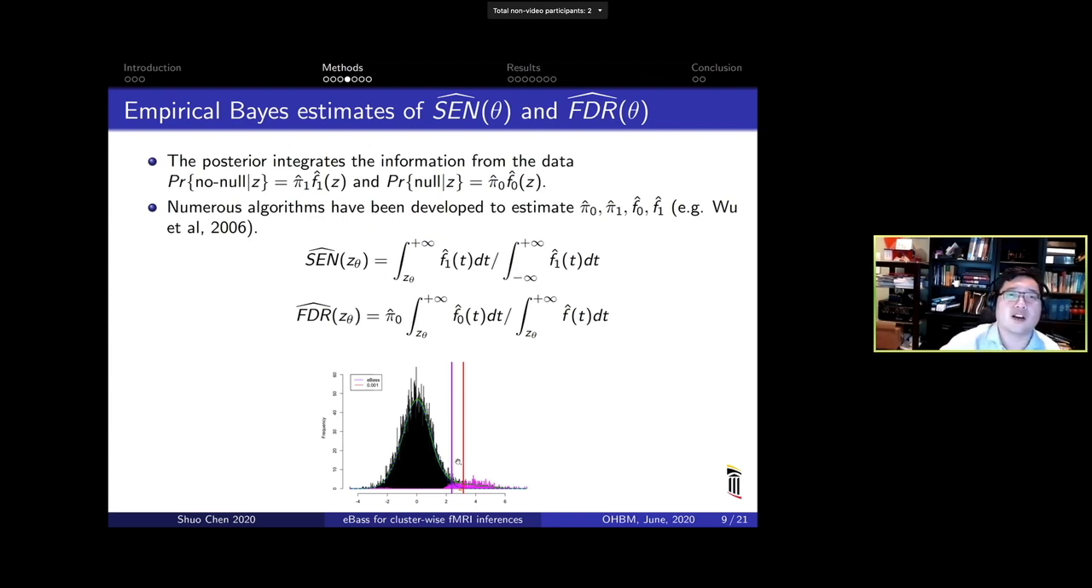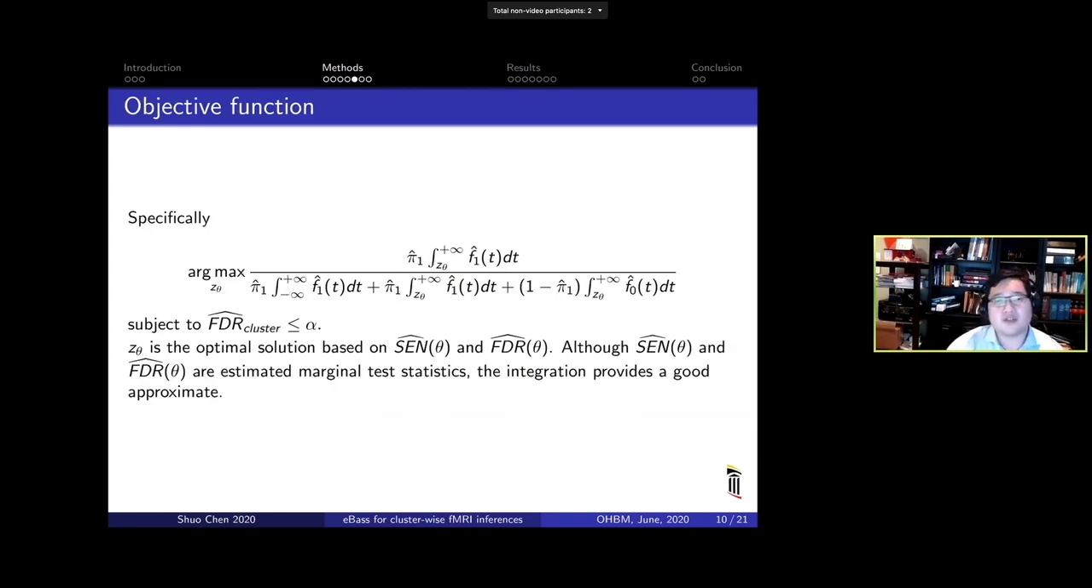That provides some input data or some conditions to optimize our primary threshold estimation. Specifically, we propose an objective function that combines true positive rate and sensitivity. Essentially, we want to select a threshold that can maximize sensitivity and ensure that the true positive discovery rate is high, or in other words, the false discovery rate for cluster-wise inference is below the preset alpha level.